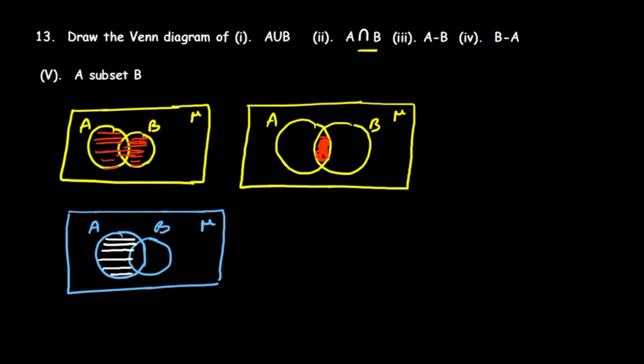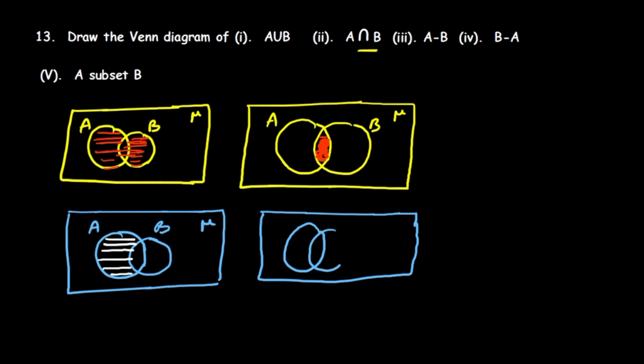The next one, they gave B minus A. So set A and set B. B minus A means you take only B part, shade only B part, don't touch part A. Okay, so don't forget to take here, it is universal set.